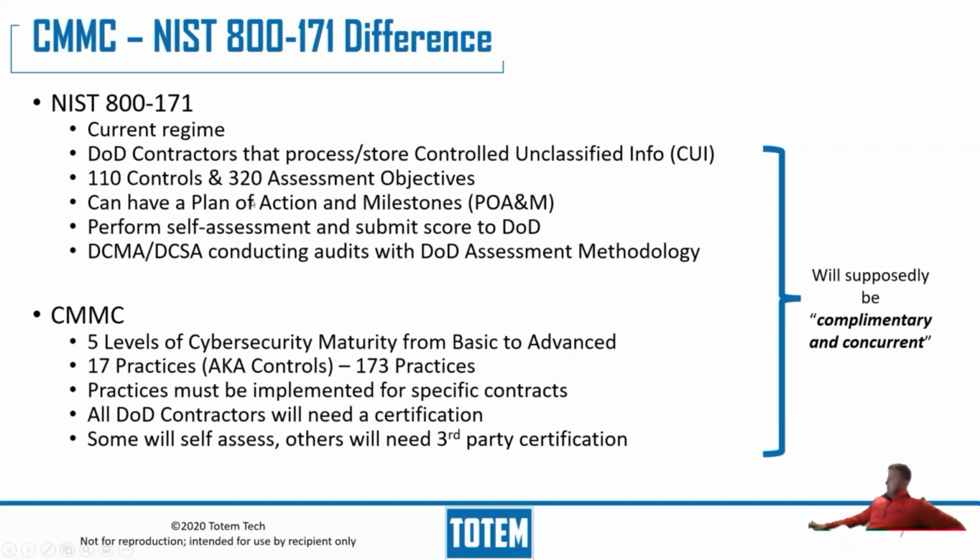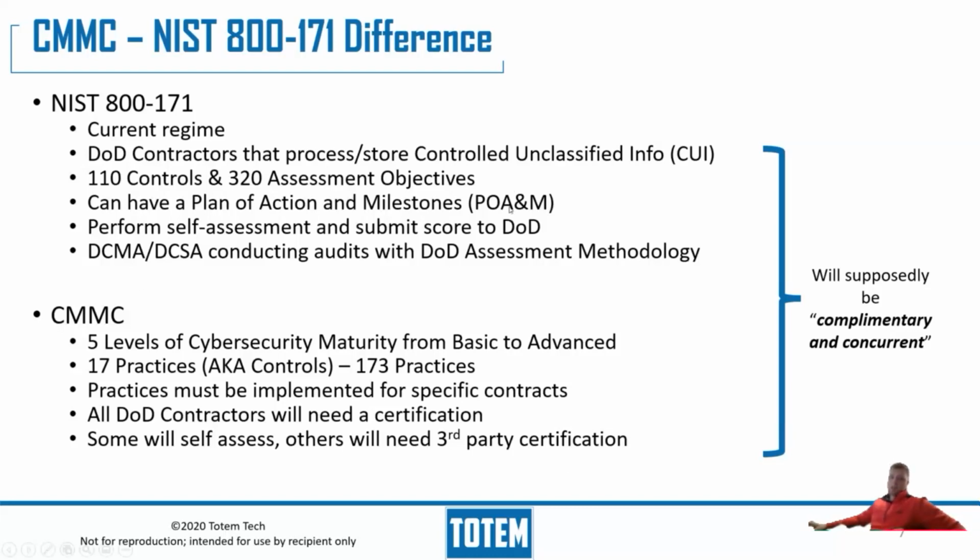Now the difference between NIST 800-171 and CMMC. NIST 800-171 is the current regime. That's what we're currently required to put in place if we're handling controlled unclassified information. It is made up of 110 controls, and that's where that perfect score of 110 comes from with that assessment methodology or that score that you have to put into SPRS. And there are 320 different assessment objectives within those 110 controls. So there are 320 things that you have to put in place within your organization to be compliant to this requirement.